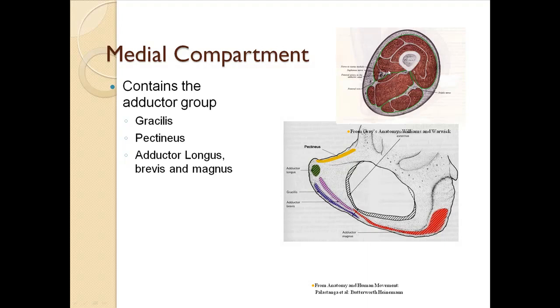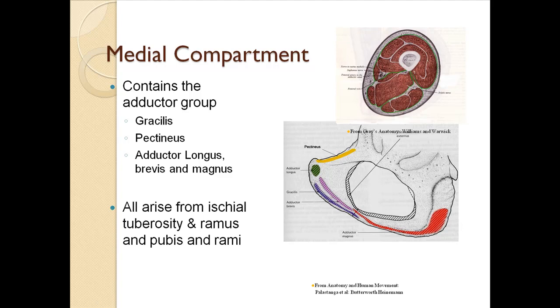So the medial compartment of the thigh is this section here. So here we have the posterior compartment, anterior compartment containing the quadriceps, and the medial compartment containing the adductors. And again, all of these muscles will arise from the inferior aspect of the pubis, the body of the pubis and the inferior pubic ramus, the ischium and the ischial tuberosity here.